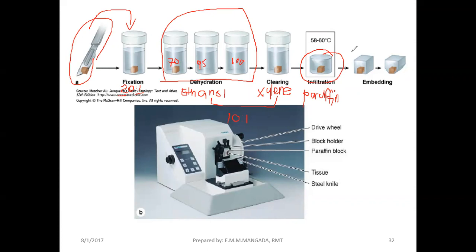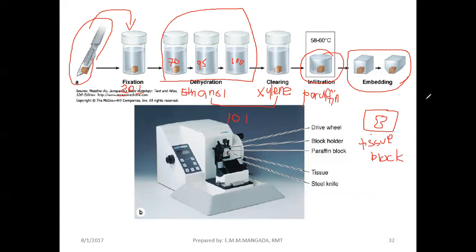And then after your paraffin infiltration or impregnation, the next process would be embedding. So guys, ano yung purpose ng embedding natin? Lalagay natin yung ating tissue sa mold. So we're going to put our tissue in the mold. That is to produce now yung product natin na tinatawag nating tissue block. Tissue block. Yan. We have the tissue block.